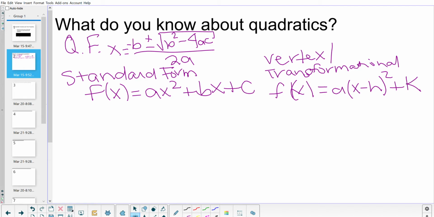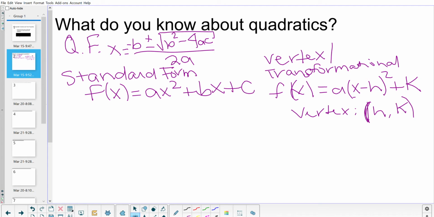Okay, so the reason it's called vertex form is the vertex, then you can see it right in that form. The vertex is at positive h, comma k. And then the reason it's also called transformational form is because you can see right here, this would be your phase shift, this would be your vertical shift, and then this would be your stretch or compression, okay?